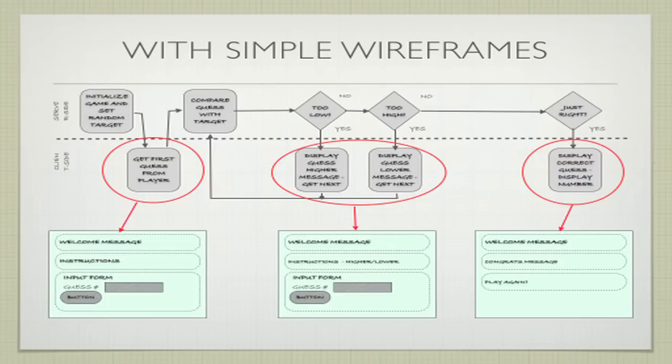Some type of welcome message, instructions for the particular guess. You notice how those change, either from the first guess to whether they should guess higher or lower. And then an input form. You can see the first two wireframes look very similar. The final wireframe is not too much different, but instead of an input form, we'll probably have a link or a button that says to play again.